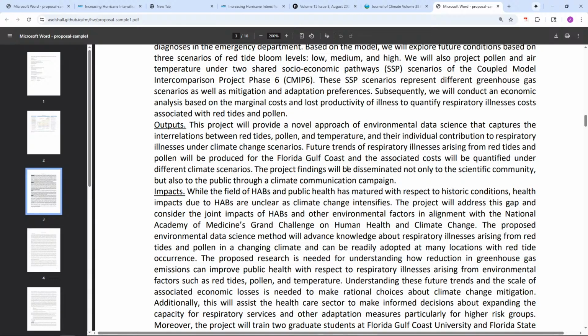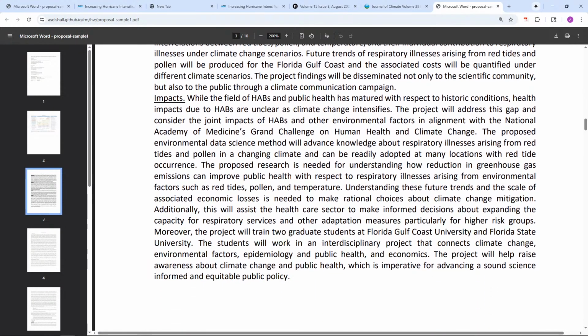The project findings will be disseminated not only for the scientific community but also to the public health sector through a climate communication campaign. So this finding will not be only available for the academic community but also for practitioners like hospitals and healthcare facilities in the region. Yeah. Now here I talk about impact, why this is important.